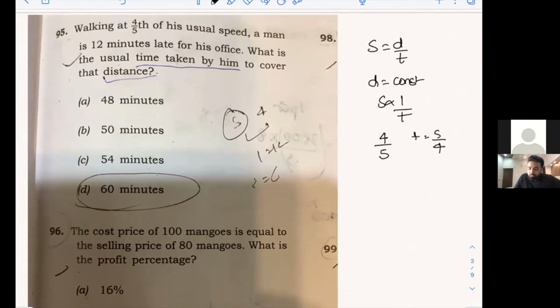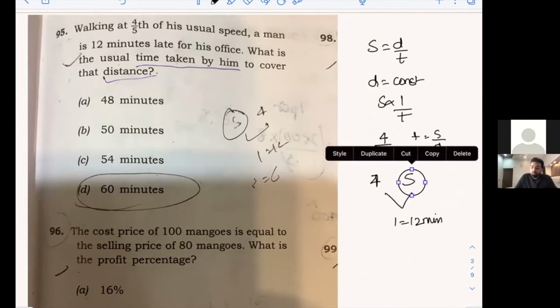5/4. अगर हम बात करें, a man is 12 minutes late. पहले उसको 4 टाइम लग रहा था, 5 टाइम लग रहा है, तो डिफरेंस कितना हुआ? 1 part which is 12 minutes. The actual time taken by him to reach the office is 5 times. That would be walking 4/5 of his usual speed.